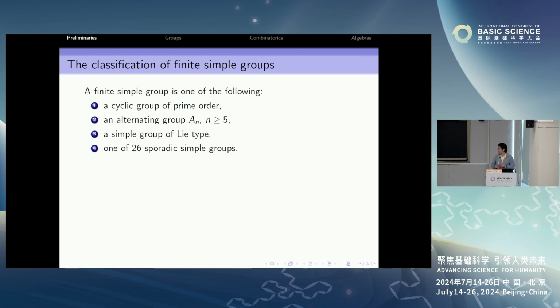So first, we start with the classification of finite simple groups. A finite simple group is one of the following: a cyclic group of prime order, an alternating group, a simple group of Lie type, and 26 sporadic simple groups. Our concern will be the third class, the groups of Lie type, which includes the classical ones and the exceptional ones.